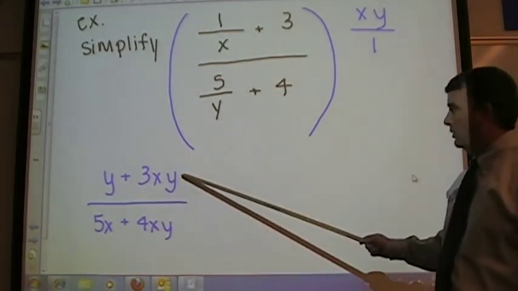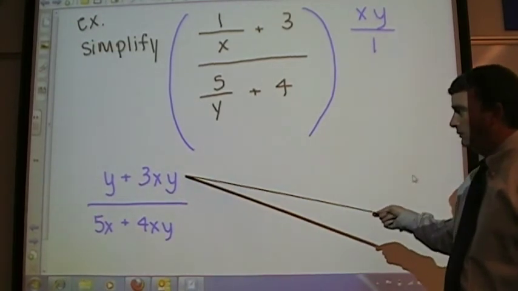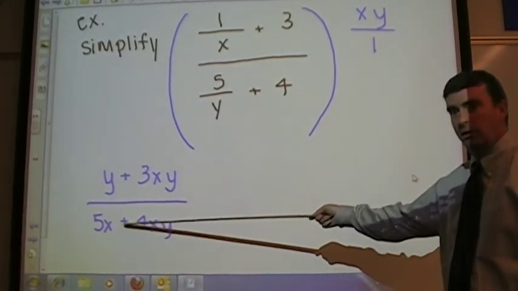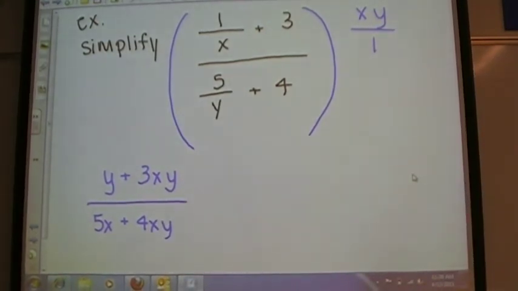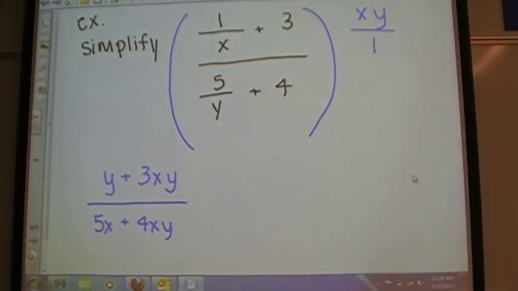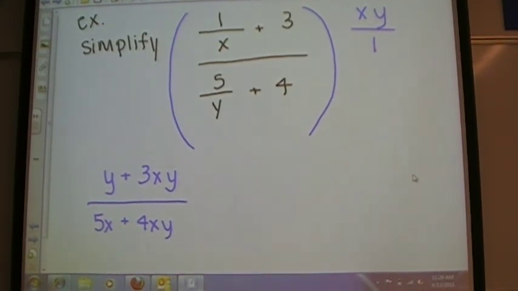Now, if you wanted to, what could I factor out of the numerator? A y. What could I factor out of the denominator? An x, but it's not going to do you any good in this case. You might want to start thinking about it, because at some point it will do you some good, because you'll be able to divide them out.